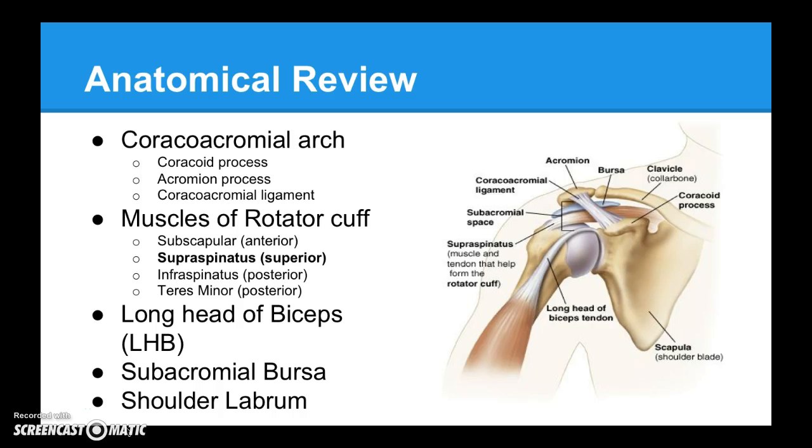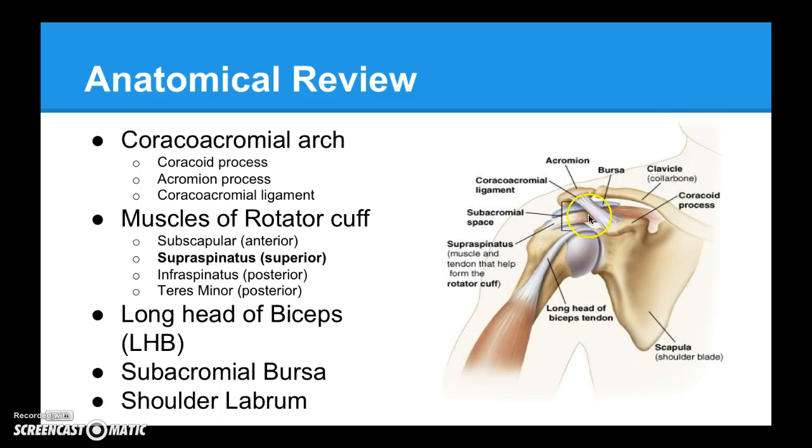First, let's get a better understanding of the anatomy. So what is the coracoacromial arch? The arch consists of the coracoid process anteriorly, the acromion posteriorly, and the coracoacromial ligament superiorly, which bridges the two. The muscles of the rotator cuff work dynamically to hold the humeral head neatly within the glenoid fossa. These muscles include the subscapularis anteriorly, the supraspinatus superiorly, and the infraspinatus and teres minor posteriorly. The long head of the biceps tendon courses superiorly over the humeral head and blends into the labrum of the shoulder, but is not considered a rotator cuff muscle.